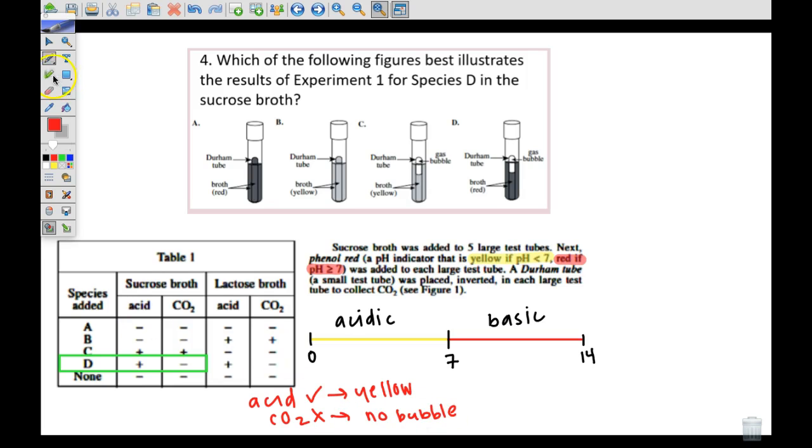And I know that I'm going to have a yellow solution because I had to go back to the summary where it talks about the pH indicator, and it's yellow if the pH is under 7, which means that it'd be acidic. So my 2 acidic options are B and C because those are both yellow. But because no CO2 is produced, there's no gas bubble, so that means B is my best answer.